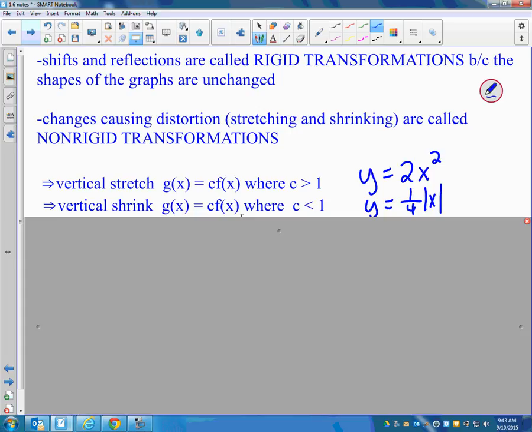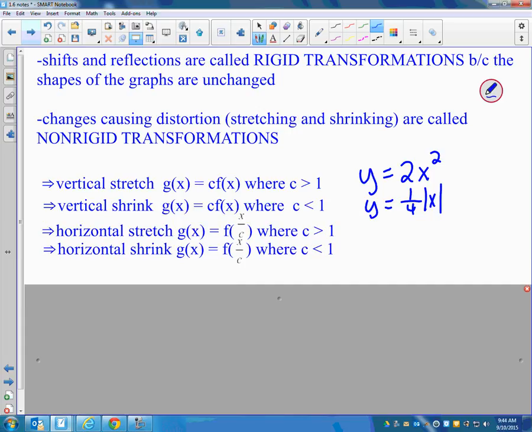Horizontal stretch and shrink is a little bit different, especially the way this book writes it. Like the Algebra 2 book always just used the c, and then the rules changed on whether it was greater than or less than. But this book likes to write it as a fraction, so let me give you a minute to write this. This is saying f of x over c, right? So they're putting c in the denominator. Just make sure I always stress that I write this wrong. And then I'll talk about maybe we can find a better way to think of this than memorizing this exact rule.